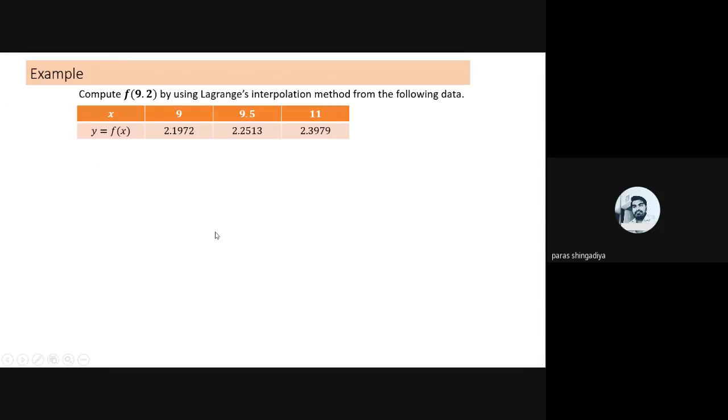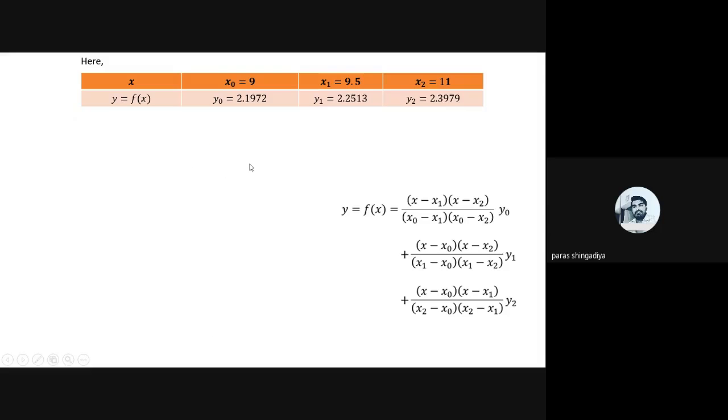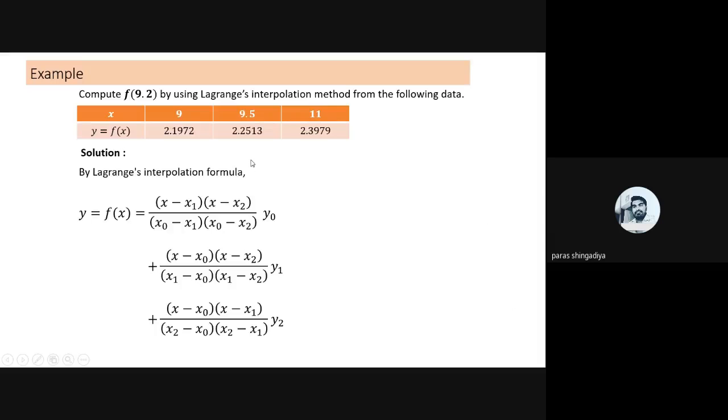And after that we implemented this formula on an example in yesterday's lecture: f of 9.2 by using the following table. Now you can check that the data is not equally spaced. For this case, the method is already mentioned. We'll derive the answer by using the Lagrange interpolation formula. So first you just derive this formula based on this data.